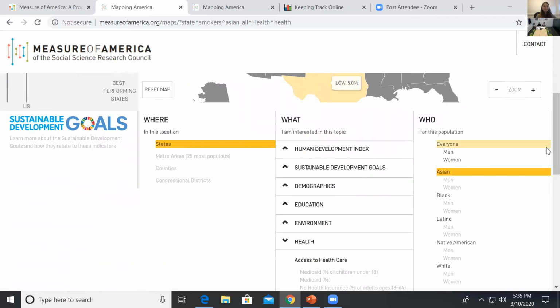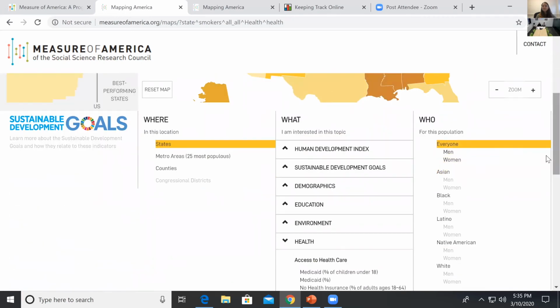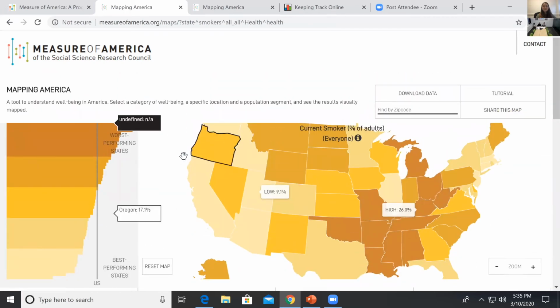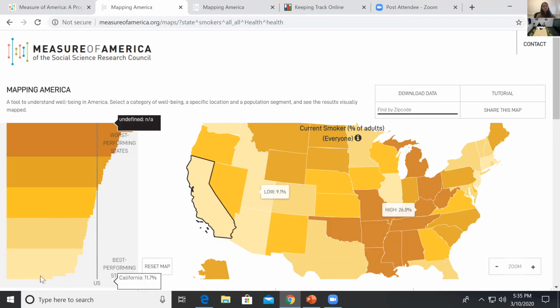If we just do everyone, all of the states do it. And not only can you hover over and see what's going on in a given state, you can compare them over here on this track, from the worst performing to the best performing. Oh, California, doing pretty good. Excuse me. So that is Mapping America.